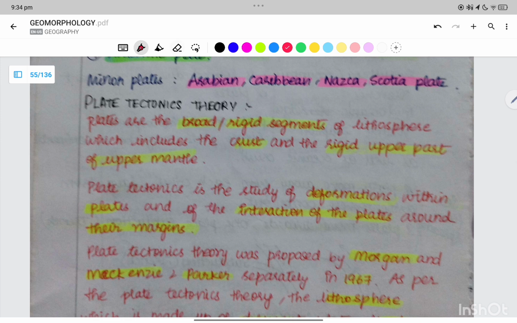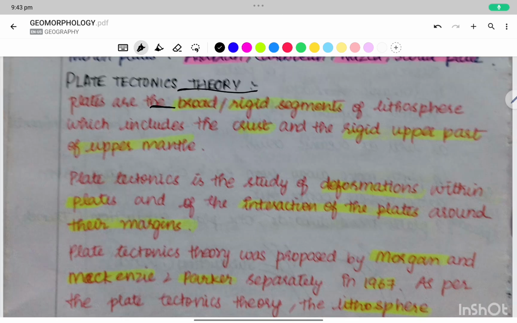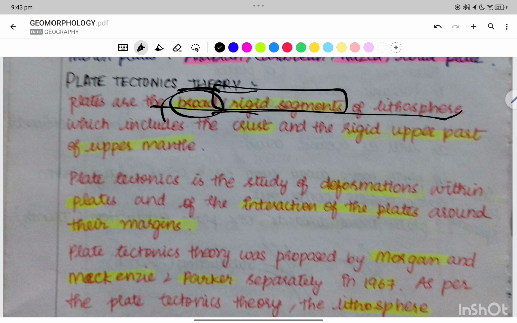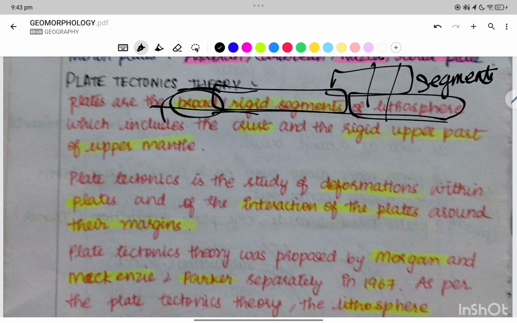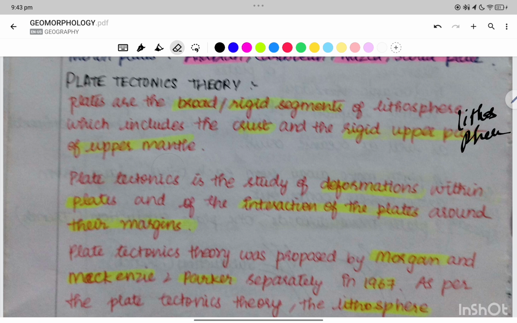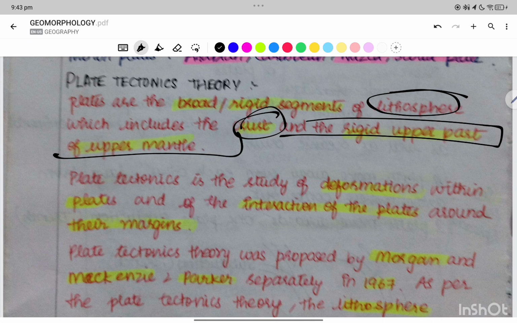So what is plate tectonics theory? In plate tectonic theory, the plates are broad and rigid segments of the lithosphere. The plates are nothing but the divisions, the segments, of the lithosphere. The lithosphere includes the crust plus the upper part of the upper mantle.